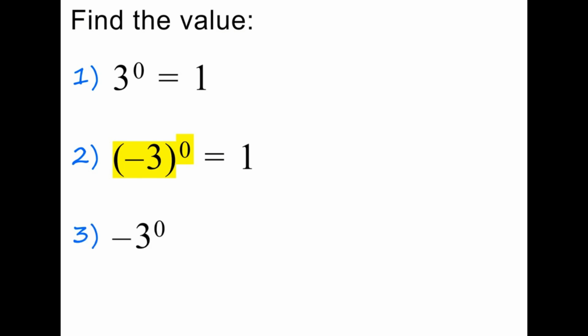Let's now investigate what happens when minus 3 is not inside a bracket. In this case, only 3 is the base. In other words, the minus is not included in the base. 3 to the power of 0 is equal to 1. Are we finished? No, the minus in front must stay in front in the answer. Please take careful note of the difference between examples 2 and 3.